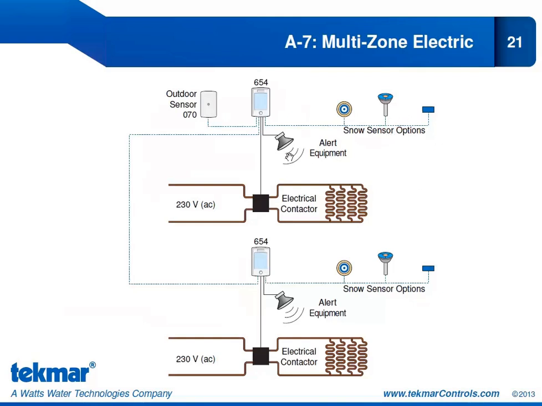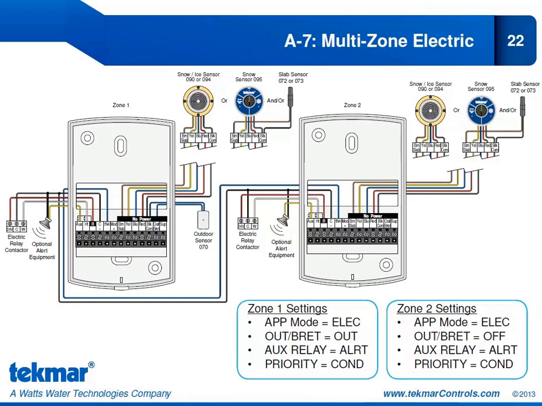Now, because we are not operating any pumps on this system, it's an electric system, we can use our auxiliary relay here to operate an alert device. So that's what we've shown here. Here we have Zone 1 654, and on the other side we have the Zone 2 654. The sensor options are the same for both.